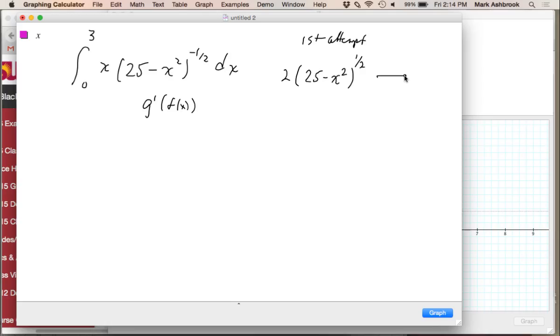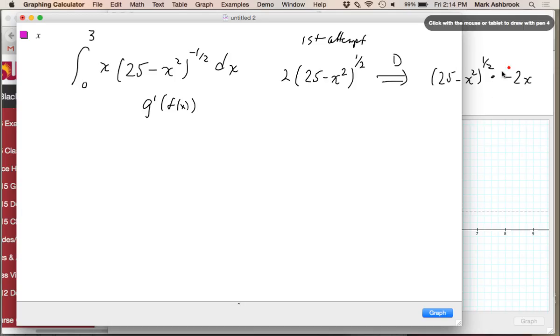Take the derivative. And we get 25 minus x squared to the 1/2 times negative 2x. Is this exactly what we had to start with? No, we have this extra negative 2. So how do we make a second attempt so that we wouldn't have that negative 2?